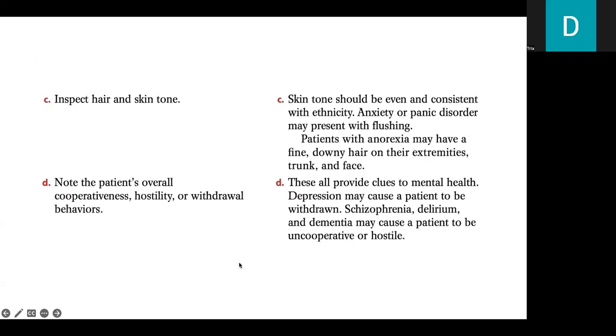Next, inspect hair and skin tone. Skin tone should be even and consistent with ethnicity. Anxiety or panic disorder may present with flushing. Patients with anorexia may have a fine, downy hair on their extremities, trunk, and face.